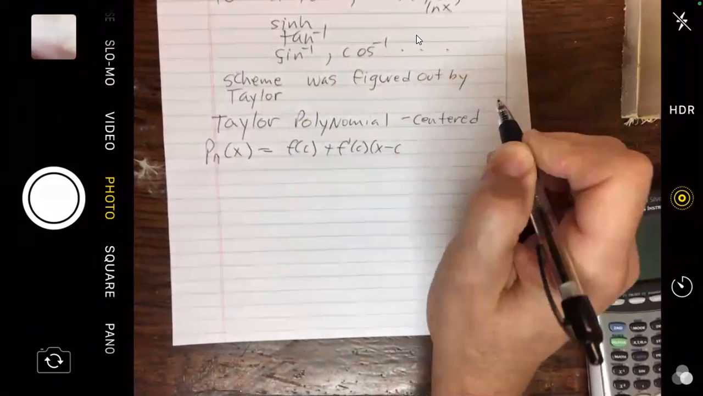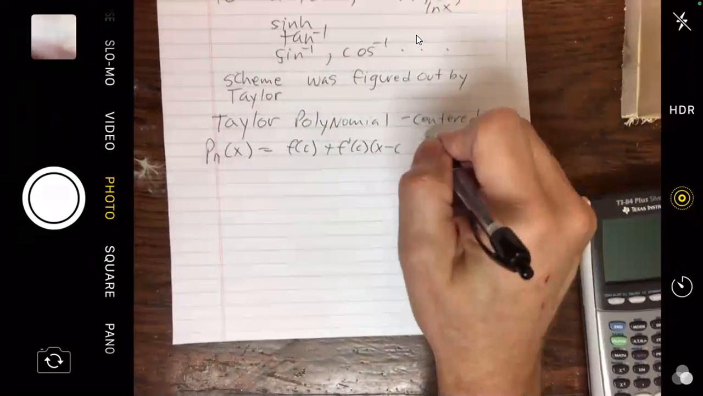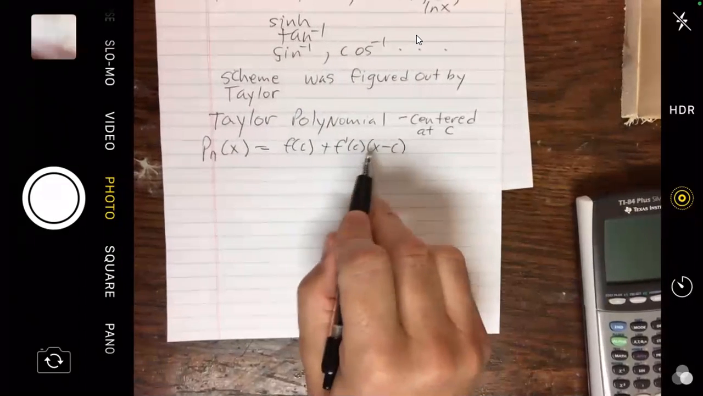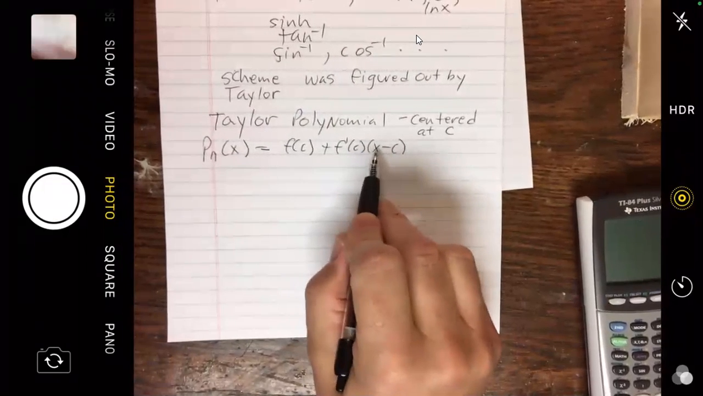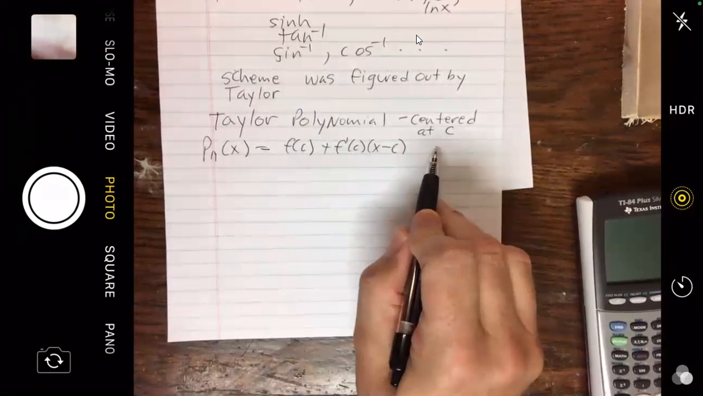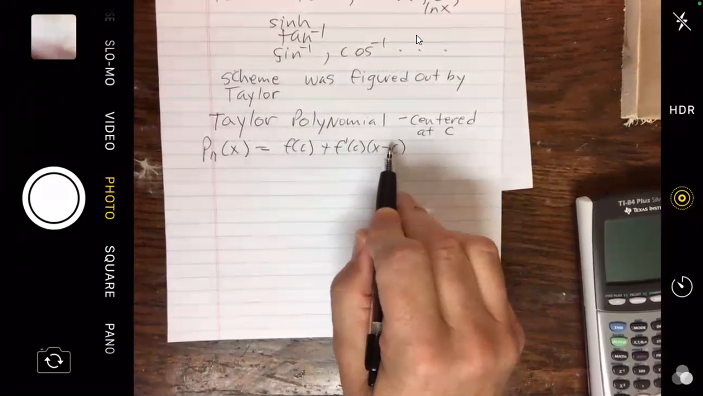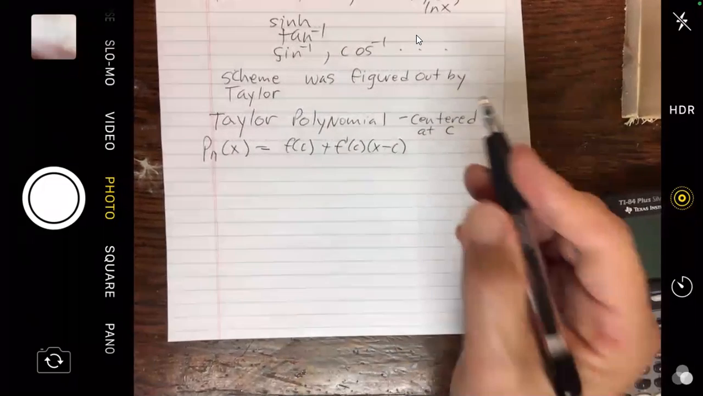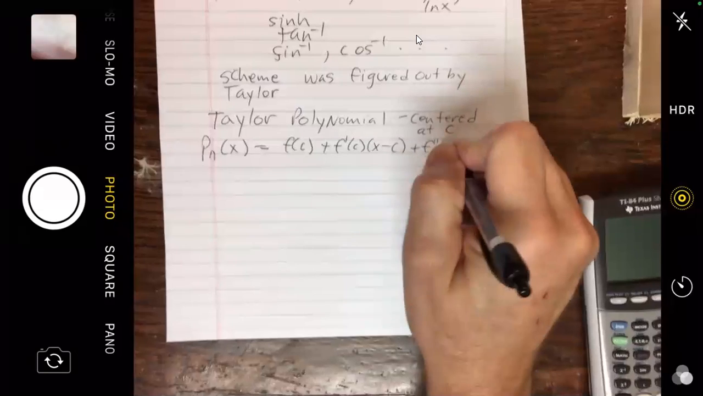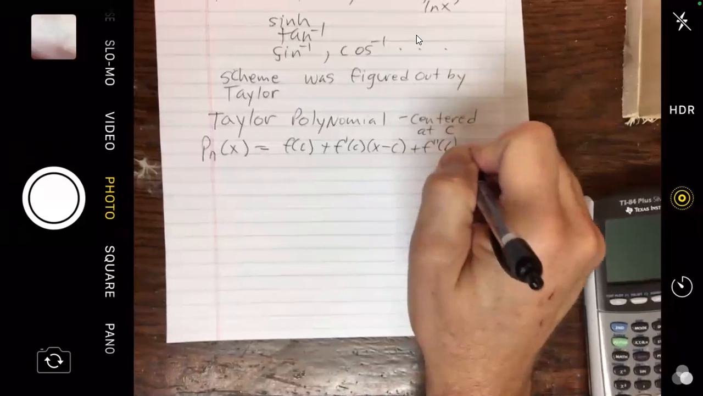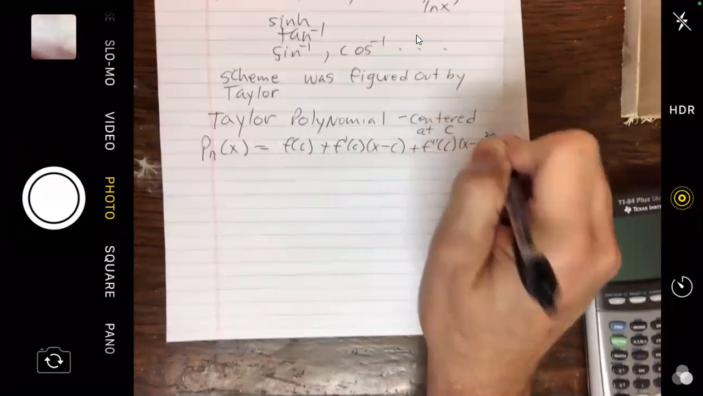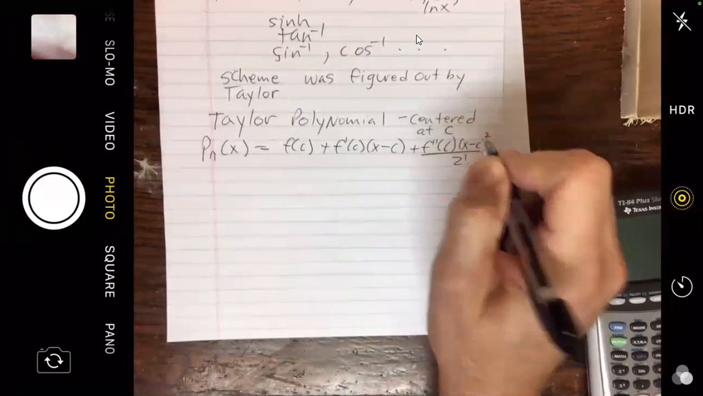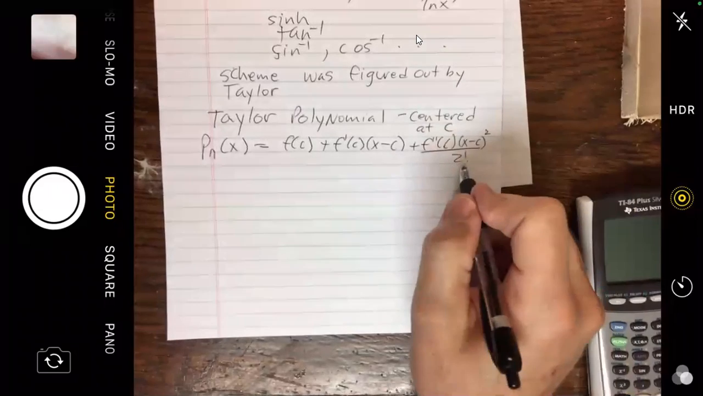The book in the homework will ask you to tell what things are centered around. See how it's kind of college algebra: you stick in x minus c, you're shifted right. If the c happens to be negative, then you wind up with minus a negative c, and then you'd actually be shifting left. All right, plus f double prime of c times (x minus c) squared over 2 factorial. Yep, this is where the factorials come from again.